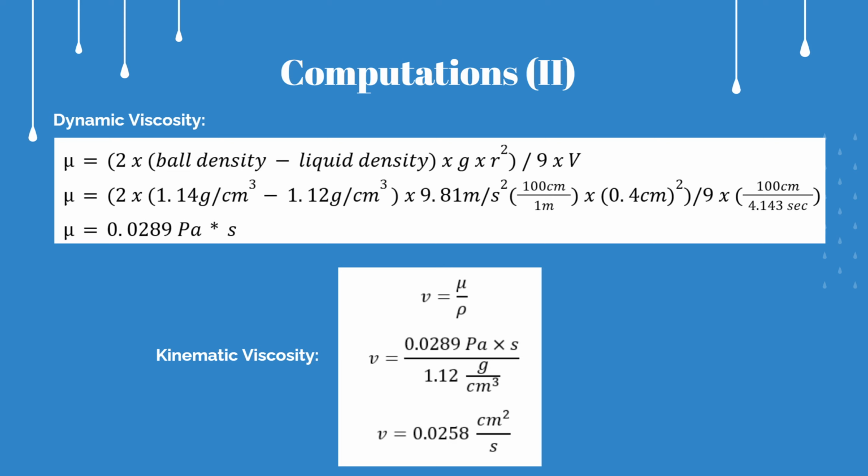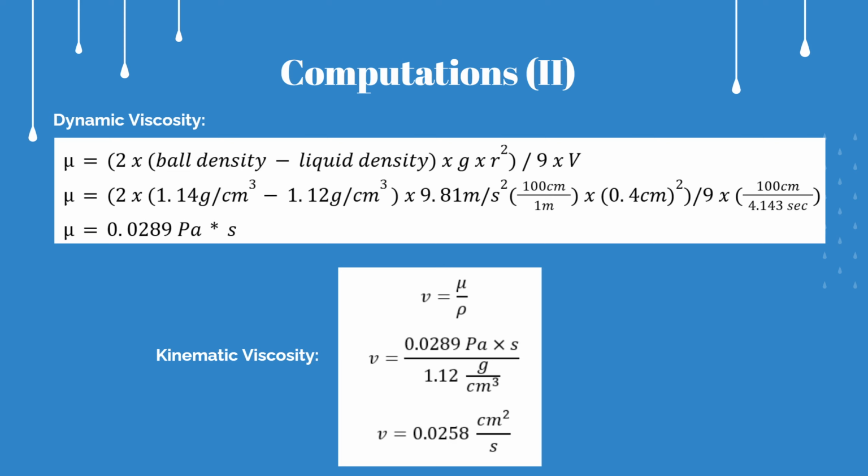Using an equation found in the apparatus manual, we can calculate the dynamic viscosity. As shown in the slide, you can see how the ball density and the liquid density were utilized in this equation, which were found previously. After computing this equation, you can see mu, or dynamic viscosity, equals 0.0289 Pascal seconds.